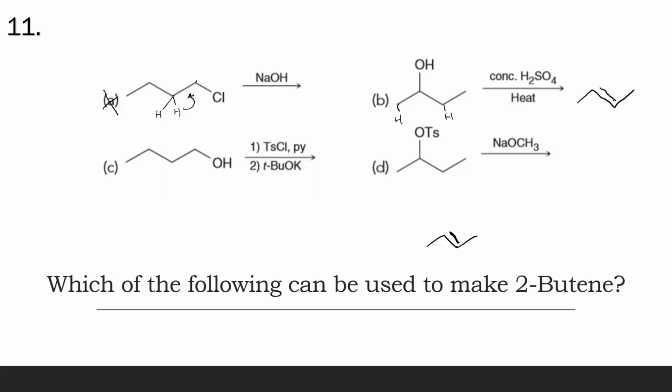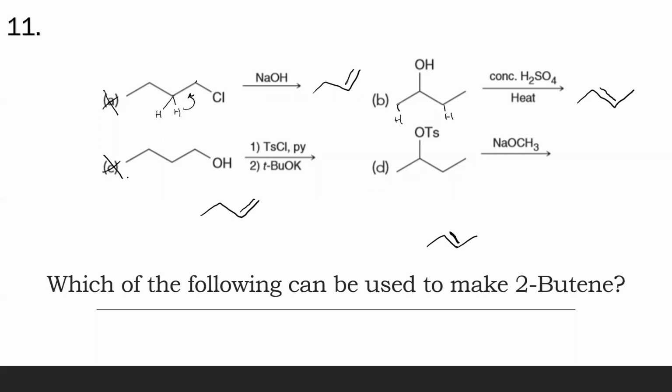And let me see here, tosyl chloride and pyridine. Again, for C, this is going to produce your Hofmann product. It's not going to be C.